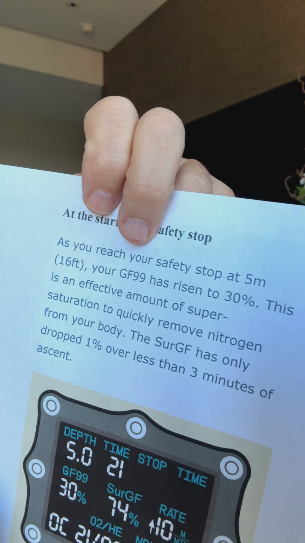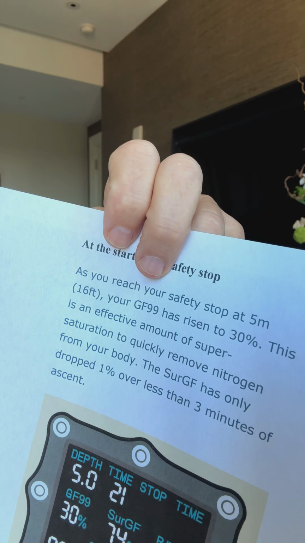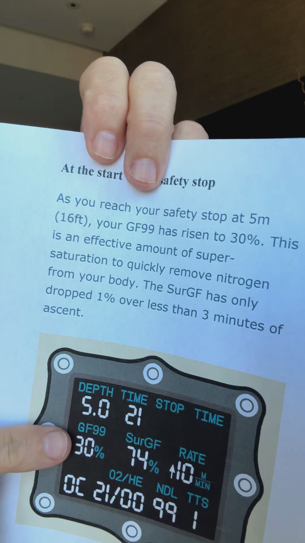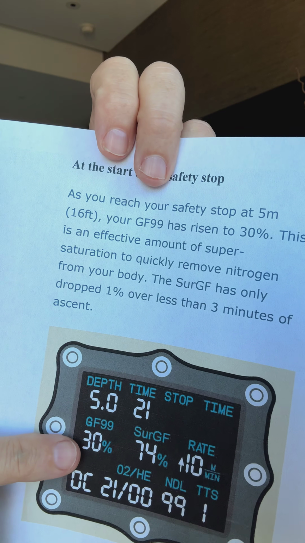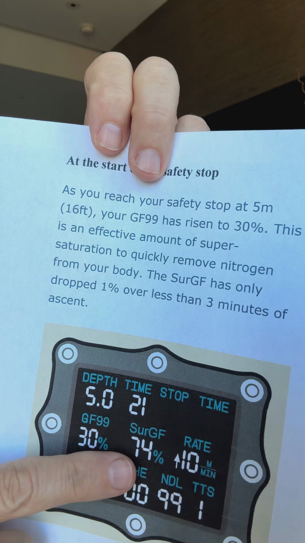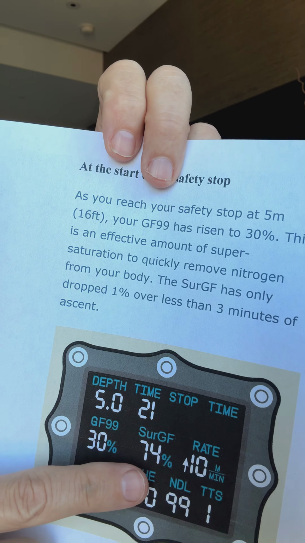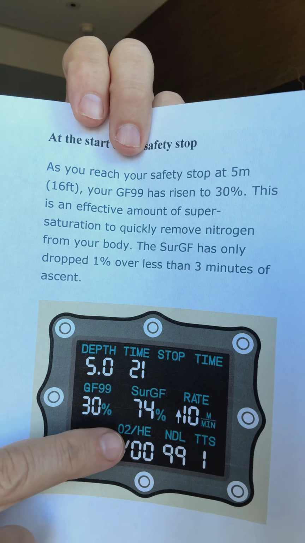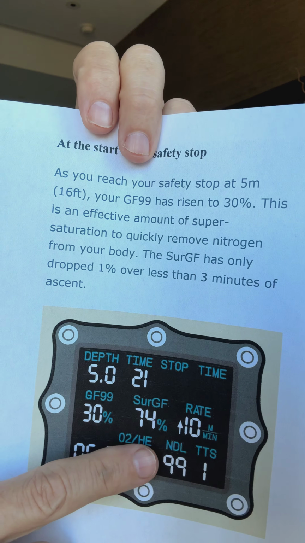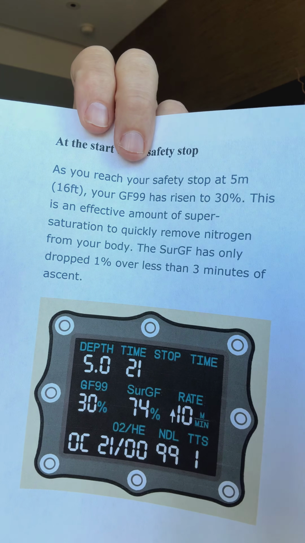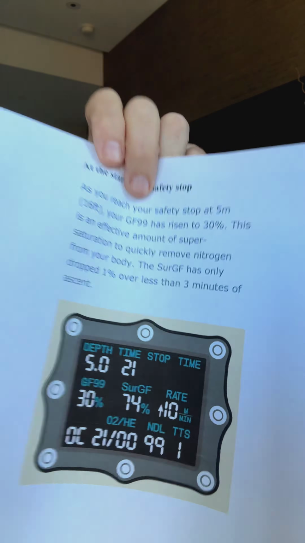As you reach your safety stop at, here it says, 16 feet, your gradient factor has risen to 30%. This is an effective amount of supersaturation to quickly remove nitrogen from your body. The surface gradient factor has only dropped 1% over less than 3 minutes of an ascent. So you're still almost at the same surface gradient factor as if you were to go directly to the surface at this point. Now you've come to the end of your safety stop.